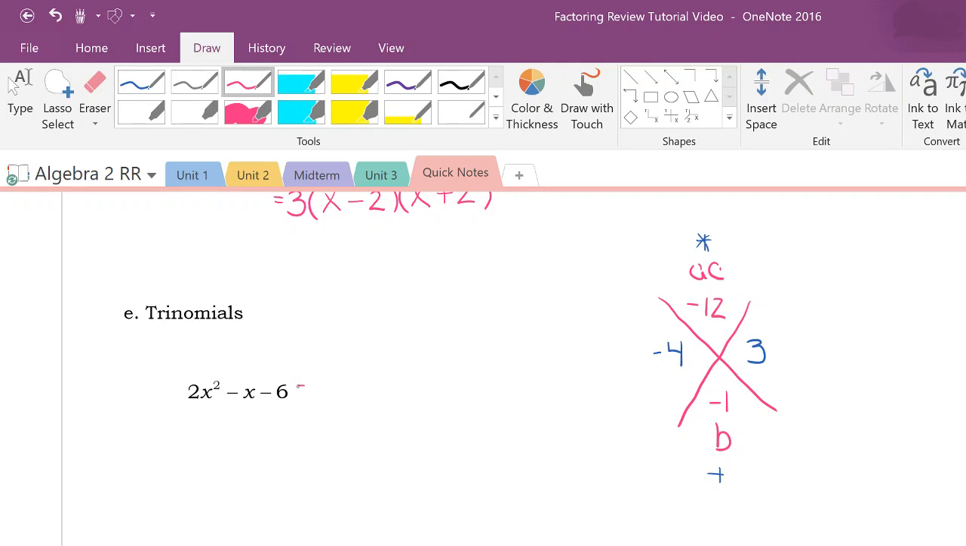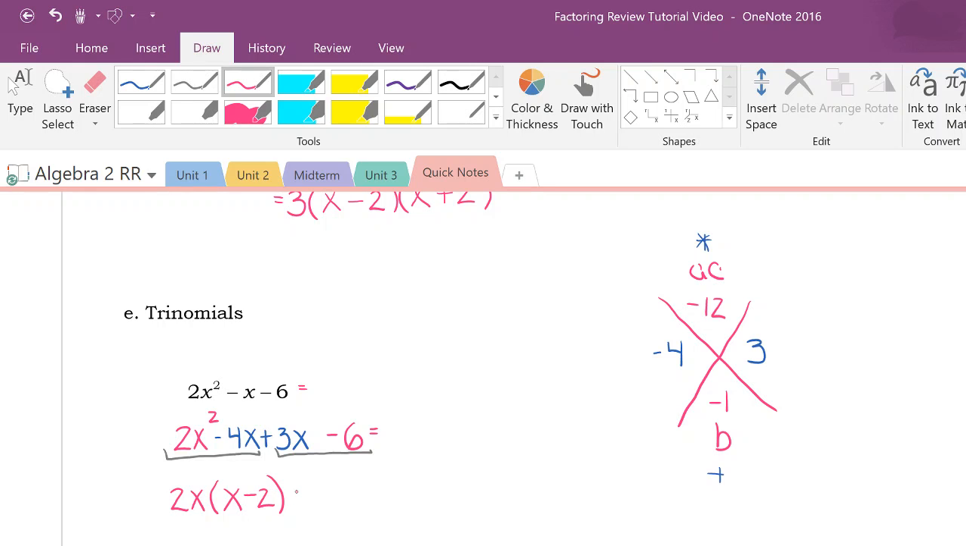I now go ahead and set up my grouping. So I have 2x squared and negative 6. My first term and my last term just stay the same. My middle term, however, is going to be made up using my values from the bottom, the negative 4x plus 3x. I now have 4 terms and I can use the method of grouping. So I'm going to look through. I'm going to take a 2x out to the front and I leave behind x minus 2.